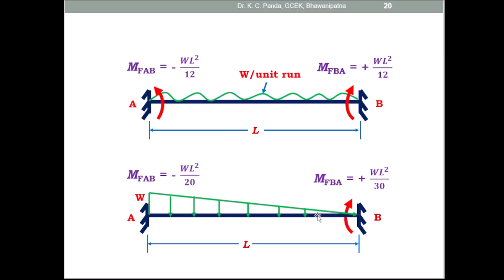And here the load at support A is W and at support B is 0, and the triangular varying load is present on the beam AB and the length of the beam is L. So, here the fixed end moment at the end A, that is MFAB, is equal to minus WL square by 20 and MFBA is equal to plus WL square by 30.